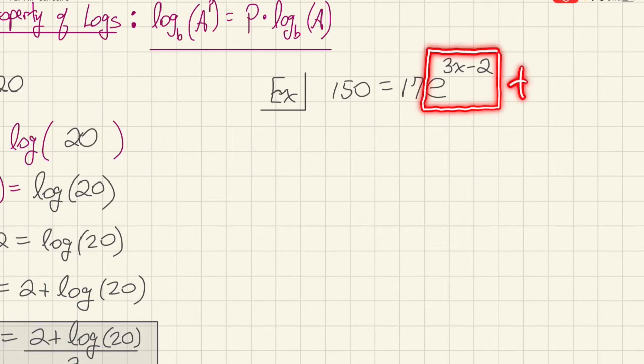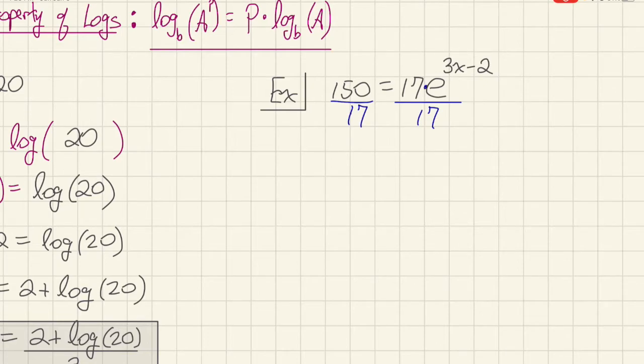So if there was a plus 17 over here, I'd get rid of that plus 17 first, and then the other 17. Okay, so the first thing I'm going to do is get the 17 away from the e to the whatever. And then the only way to get rid of it is division because the operation connecting it to the e is multiplication. And I'm not going to rewrite 150 divided by 17 as a decimal. I'm just going to leave it alone for now. I mean, exact answers are much better. And this is equal to e to the 3x minus 2.